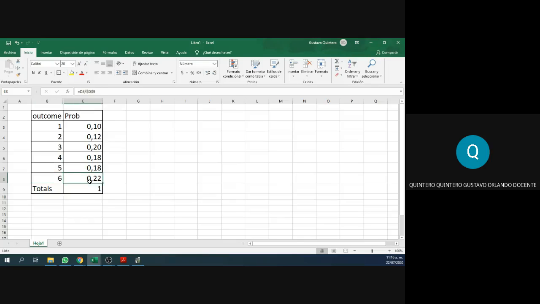I have a 22% probability. The second biggest will be getting a number 3 because I have a 20% probability, right? So the most likely event is getting a 6. If I, Gustavo, were to gamble using dice, I would play that I will get a 6, because that is for me the one that has the biggest probability.